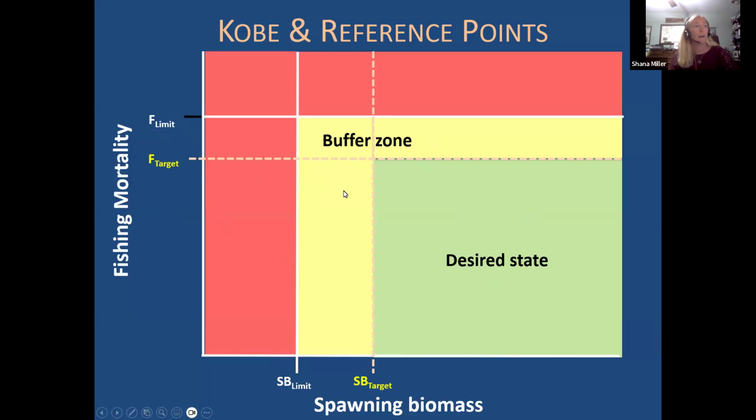We have this buffer zone in between our target and limit reference point that helps us avoid these red zones where our limit reference points are breached. And this really shows one of the benefits of having target reference points, to give this buffer zone to avoid getting to the red danger zones.